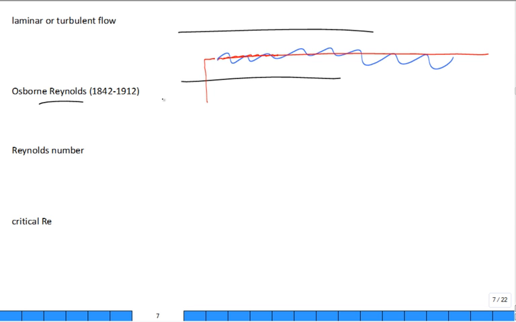So in fluid mechanics we characterize the Reynolds number for flow in a pipe of diameter d, and that's equal to, can you write the Reynolds number from memory?